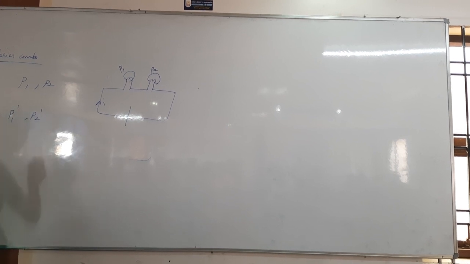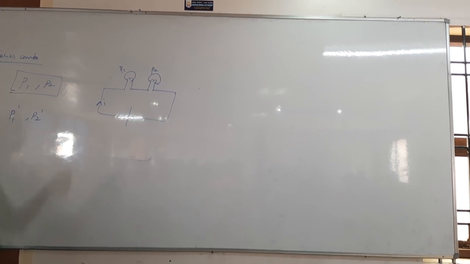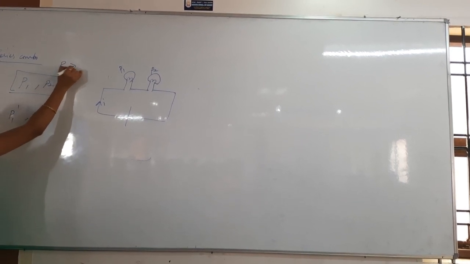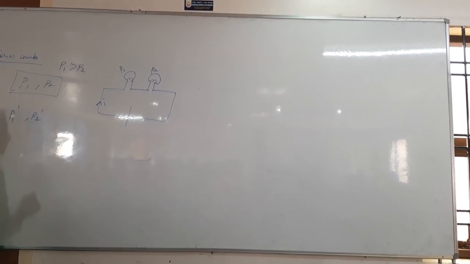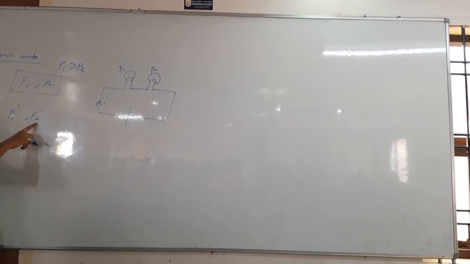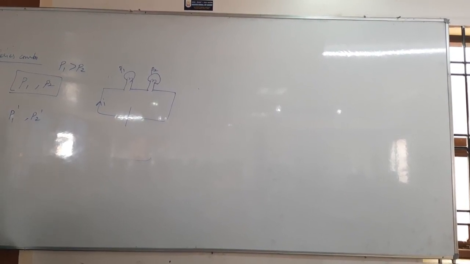Now here I have said that the rated powers are P1 and then P2. Let us consider P1 is greater than P2 for easier understanding. Then the power consumed by the first bulb is P1 dash, and the power consumed by the second bulb is P2 dash. Now if P1 and P2 are the initial rated powers, what is the resistance relation?